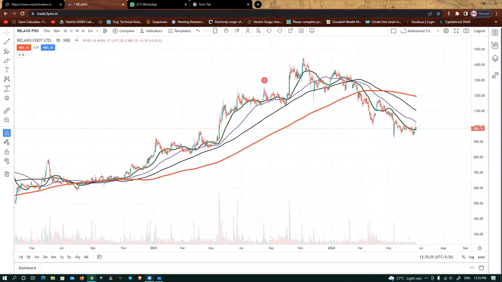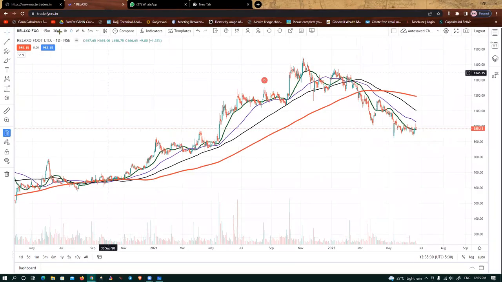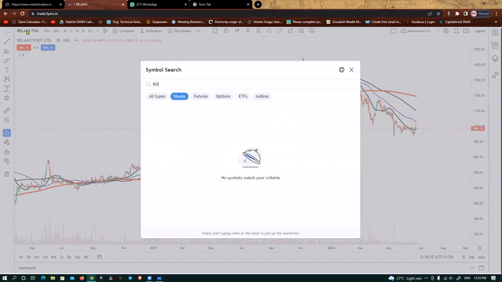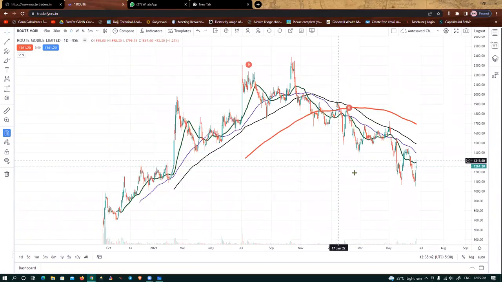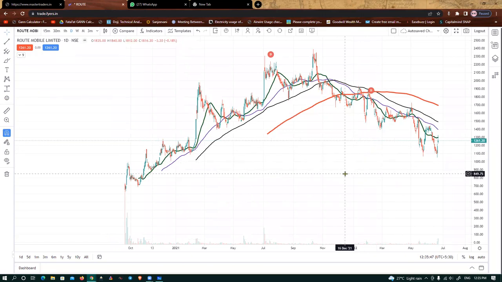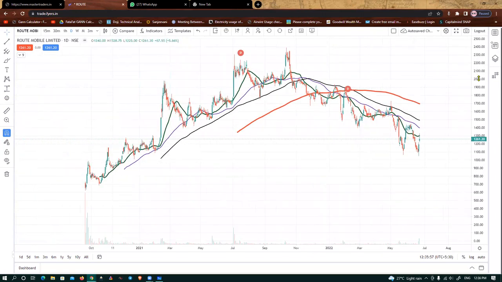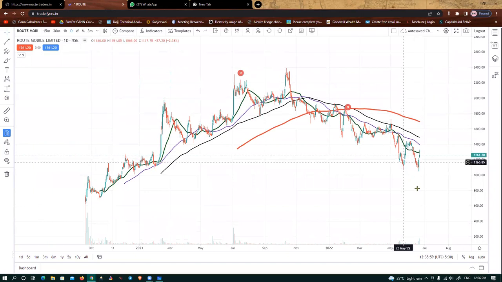Okay. Next is Route Mobile. This is also below the moving average prices, all below. So we have to wait. This is how you need to understand the strength of a stock.